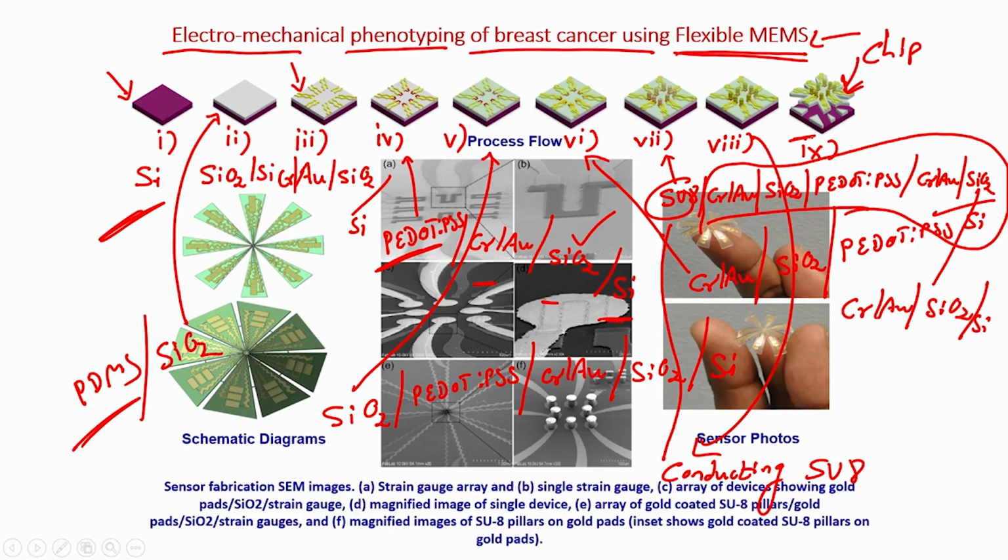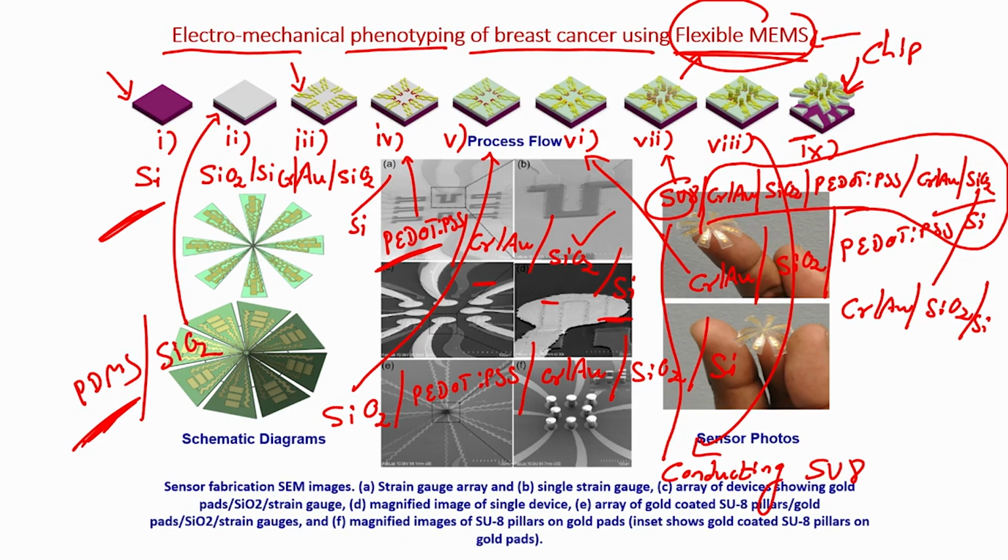Why do we have to detach the chip from the substrate? Because this is a flexible MEMS. And when you talk about flexibility, we have to use PDMS or any other flexible substrate. So, this silicon or the oxidized silicon will help to form the base of the chip, alright.